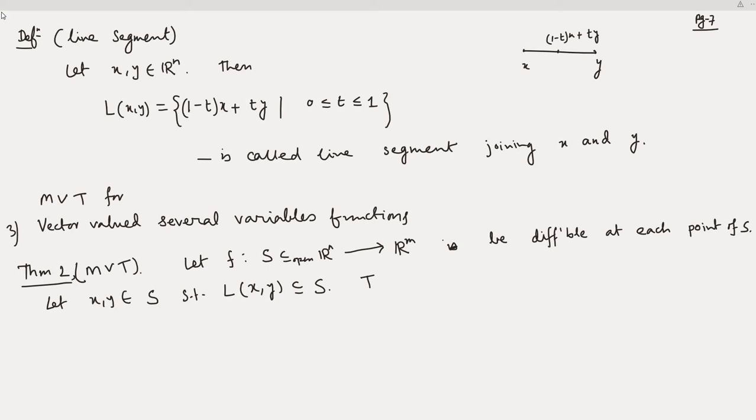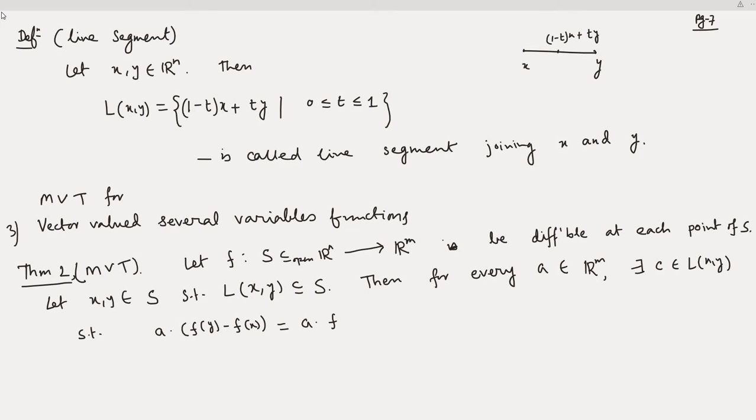Then the conclusion is, for every A belonging to Rm, there exists some point, let us denote it by C, on the line segment L(x, y), such that A dot product with f(y) minus f(x) is equal to A dot product with f prime of C acting on y minus x.